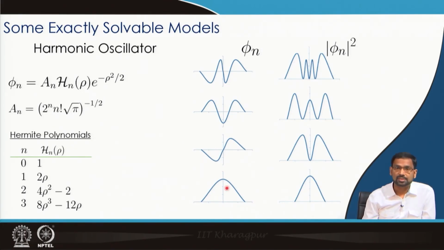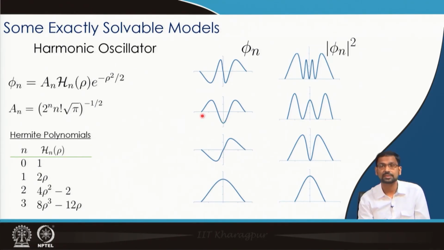Another thing you notice is that as you go higher, n equals 1, 2, 3, you start seeing more places where the wave function becomes 0. In fact, for every larger value of n, one more node gets introduced. For n equals 0, you have no nodes. For n equals 1, you have one node. For n equals 2, you have two nodes, and so on.